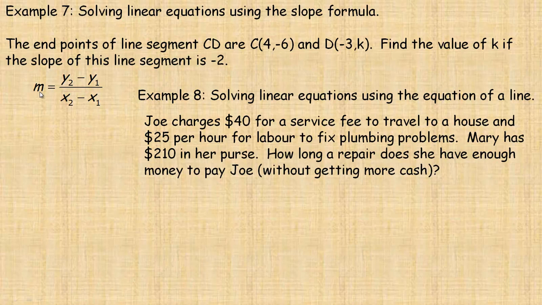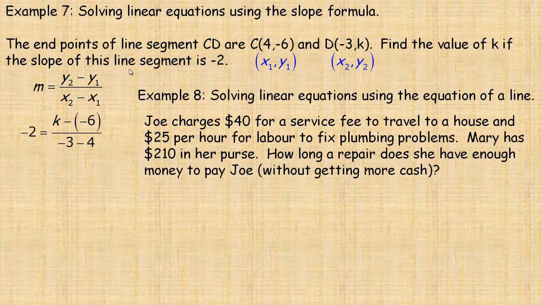So in the formula, in case you forget, the subscripts here are just referring to this is the first point, this is the second point, or the other way around. So I'm going to call this the first point. So this is my x1, this is my y1, this is my x2, this is my y2. So I'm going to substitute all these into the slope formula.